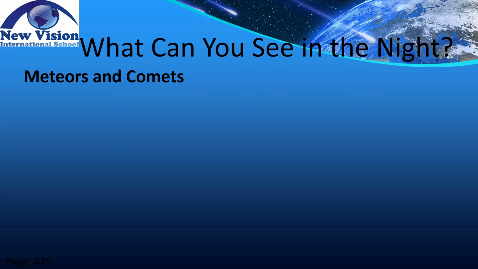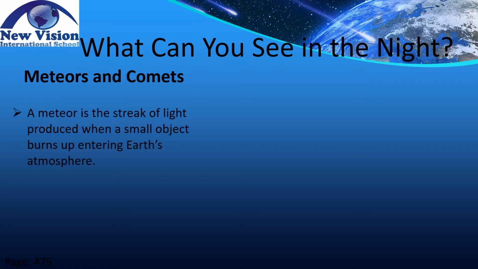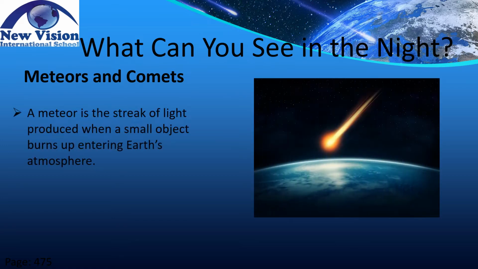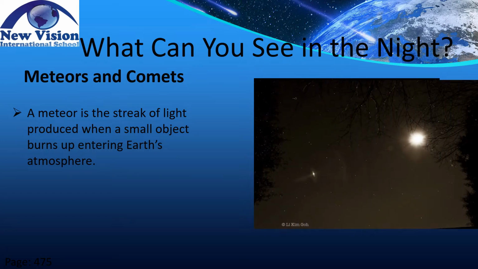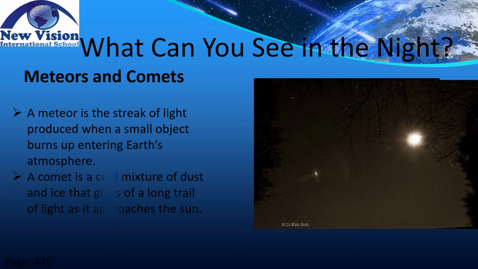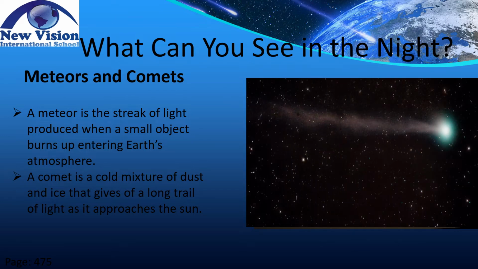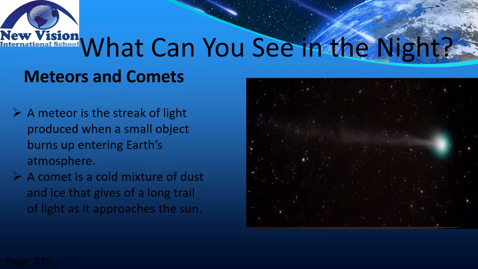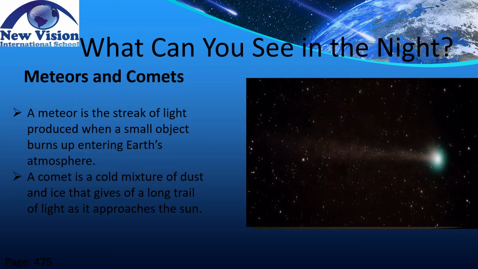Meteors and comets. A meteor is a streak of light produced when a small object burns up entering Earth's atmosphere, just like in the picture. Next, a comet is a cold mixture of dust and ice that gives off a long trail of light as it approaches the Sun. So this is an example of a comet.